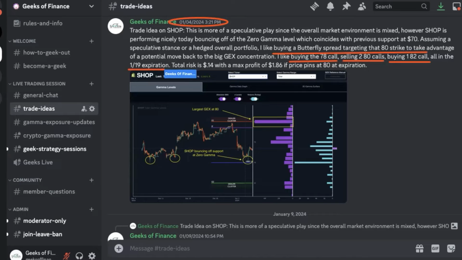Total risk on that idea was 14 cents with a max profit of $1.86 if price pins at 80. Shop was currently trading at 73.43. So there's a number of different ways you could have played for a move back up into that 80 level. But the primary idea is that this gamma exposure concentration had the potential to act as a magnet for price, drawing the stock back up into that 80 level.